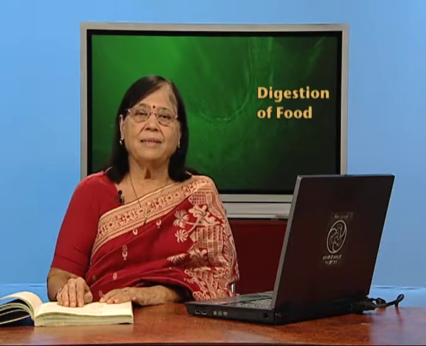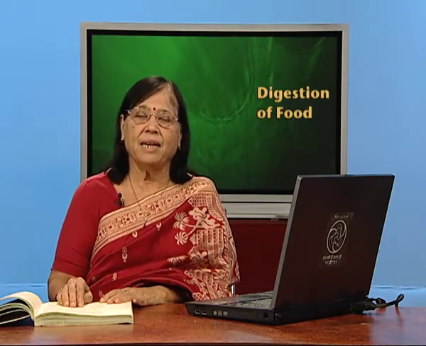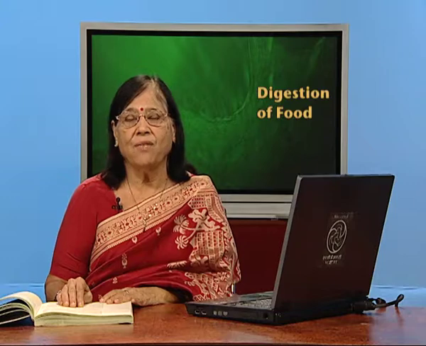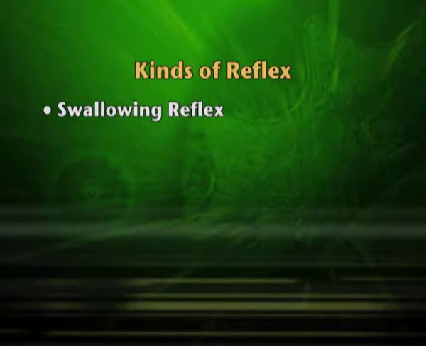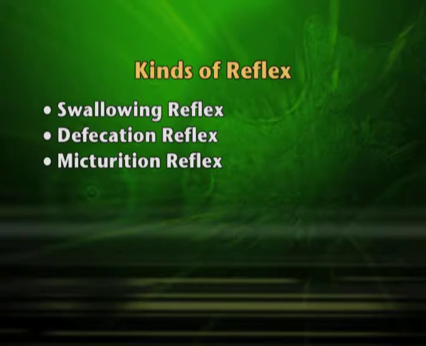That is one thing. Second thing, at the level of pharynx and glottis, the swallowing reflex works. I have told you earlier also that we have three important reflexes in our body. One is the swallowing reflex, another is the defecation reflex, and the other is the micturition reflex. We have studied the micturition reflex in the case of kidney. Defecation reflex is giving out feces, and swallowing reflex is swallowing food from mouth towards esophagus.